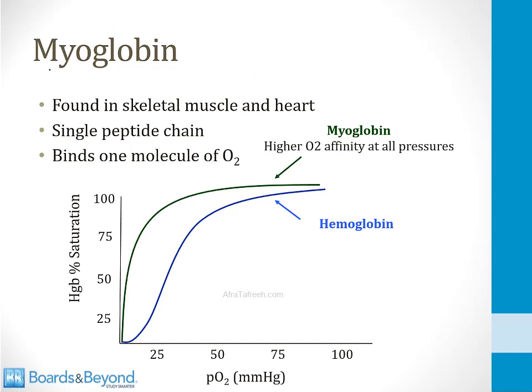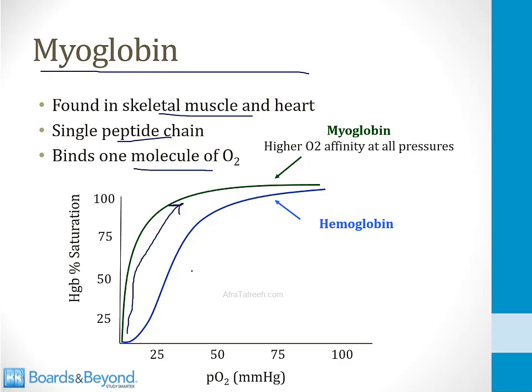Let me briefly mention myoglobin, which shares some similarities to hemoglobin. Myoglobin is a protein found in skeletal muscle and the heart. It's a single chain, not 4 chains like hemoglobin, and because it's a single chain, it can only bind one molecule of oxygen. You can create an oxygen saturation curve for myoglobin, and if you do, it will look like this green line here. And you can see that it's very different from the S shape of hemoglobin. And this green curve shows you why we are better off having hemoglobin in our red cells than myoglobin.